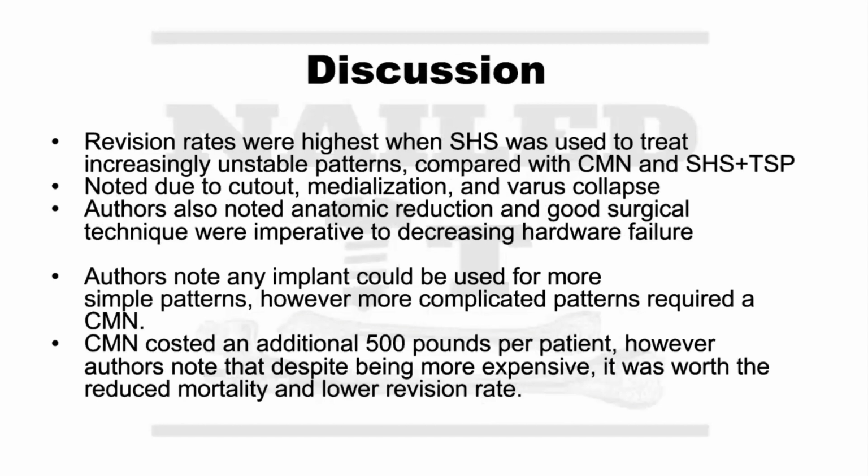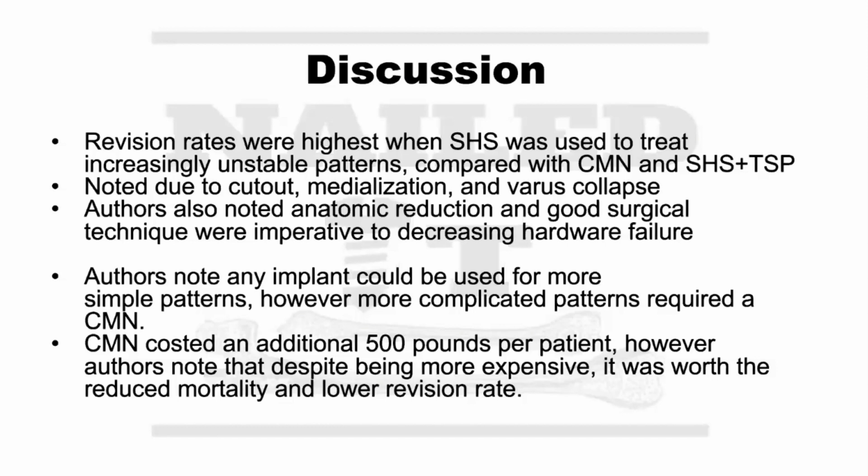So a little bit more about this. Revision rates were highest when the sliding hip screw was used to treat increasingly unstable fracture patterns compared with the cephalomedullary nail and the sliding hip screw with the troch stabilization plate. And it was noted this was mostly due to cutout, medialization, and varus collapse of the fracture.